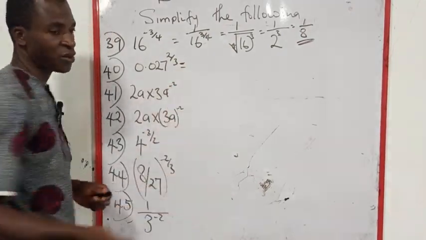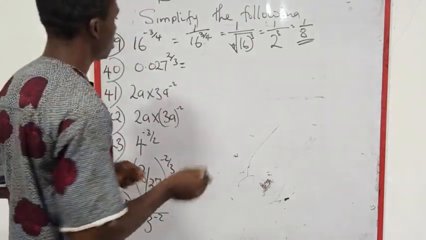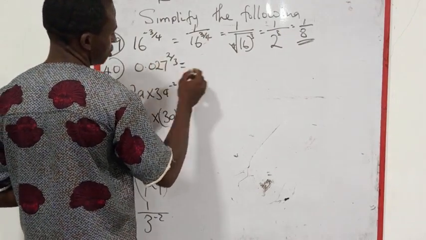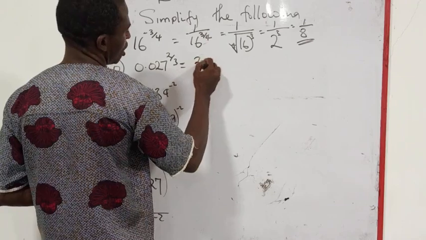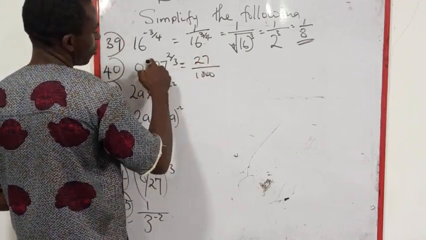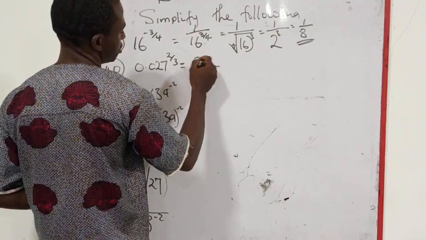Now, check my video. I have taught you how to convert from decimal to fraction. I'm repeating it here. If you do that, you see that you are moving 1, 2, 3. So you now have 27 over 1000. The point is 1, but we are moving 3 times before we get to the last digit. So take note of that.